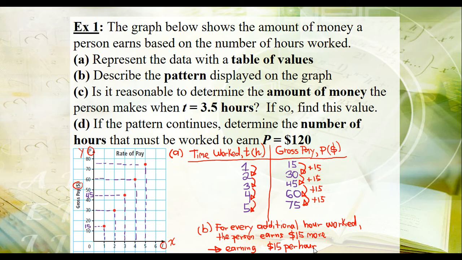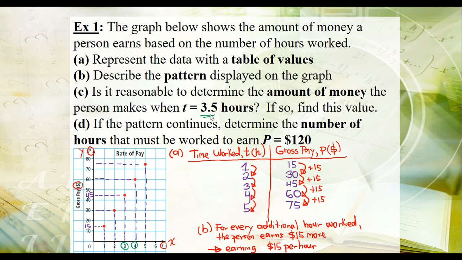Okay, part C, I'm gonna have to do this on the next slide because I just run out of space here. Okay, it says, is it reasonable to determine the amount of money the person makes when time is 3.5 hours? If so, find this value. Okay, so what it's asking here is, is the in-between value between 3 and 4, so let's just focus on this.